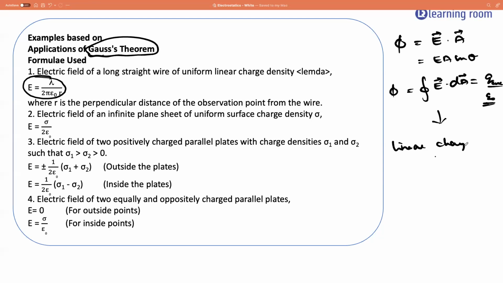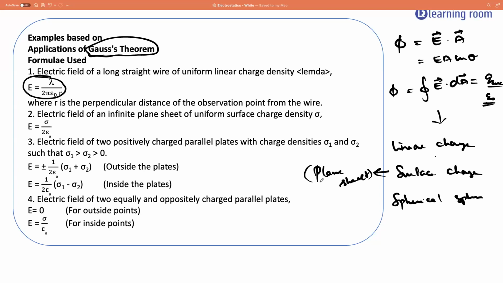linear charge, then surface charge, and spherical shell. For surface charge, we'll calculate it for a plane sheet, right? So for a linear charge, what is going to be the value of electric field? It is lambda divided by 2 pi epsilon naught r.